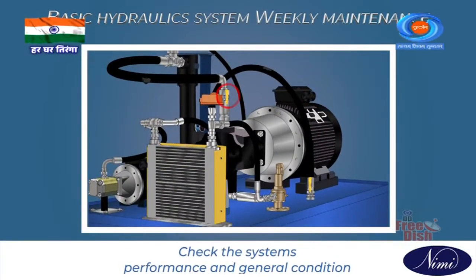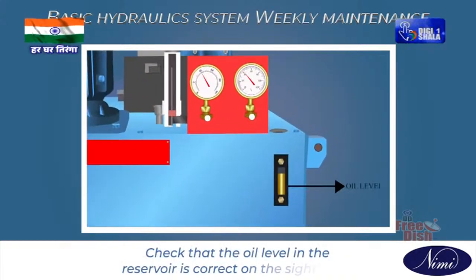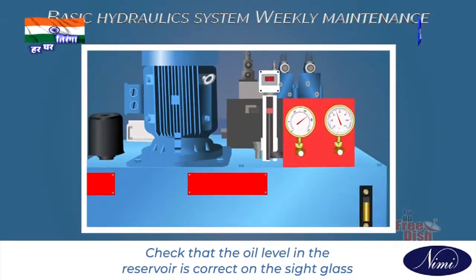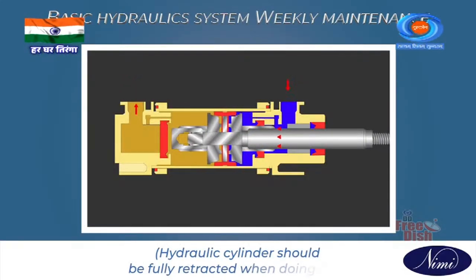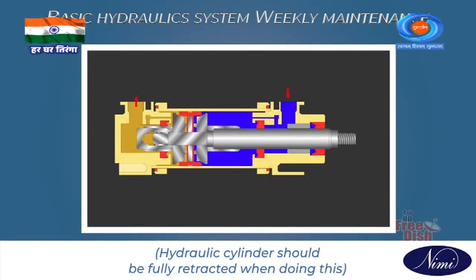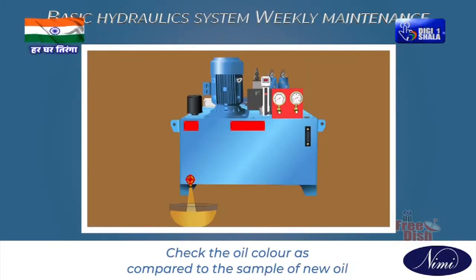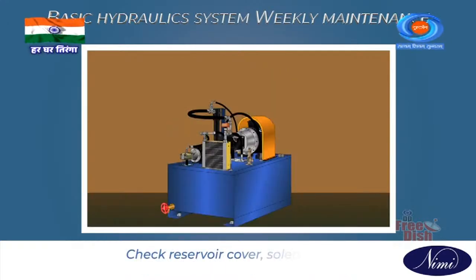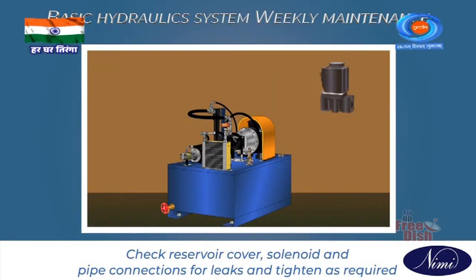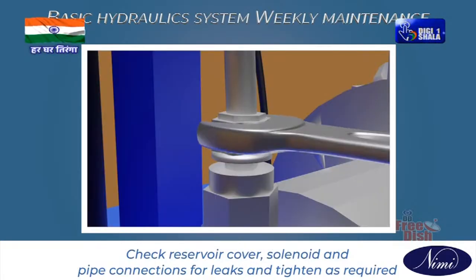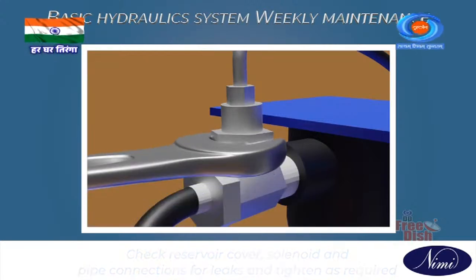Check the system's performance and general condition. Check that the oil level in the reservoir is correct on the sight glass. The hydraulic cylinder should be fully retracted when doing this. Check the oil color as compared to the sample of new oil. Check the reservoir cover, solenoid, and pipe connections for leaks and tighten as required.